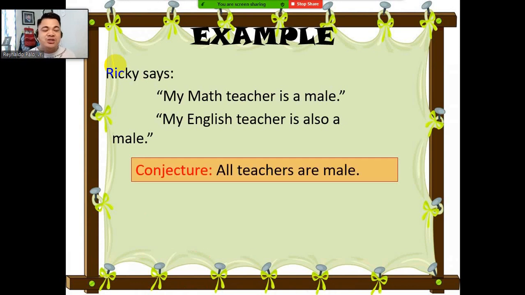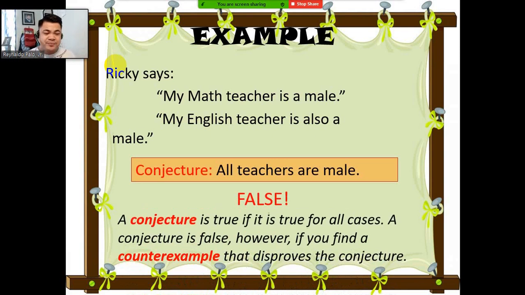That all teachers are male. But this is false. Why? Because there are also teachers that are female. Why? A conjecture is true. Take note of this. A conjecture is true if it is true for all cases. A conjecture is false, however, if you find a counterexample that disproves the conjecture.